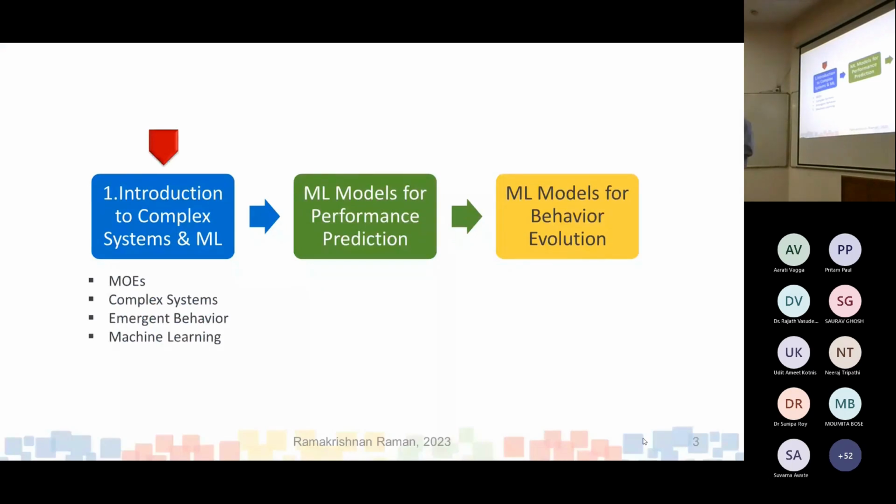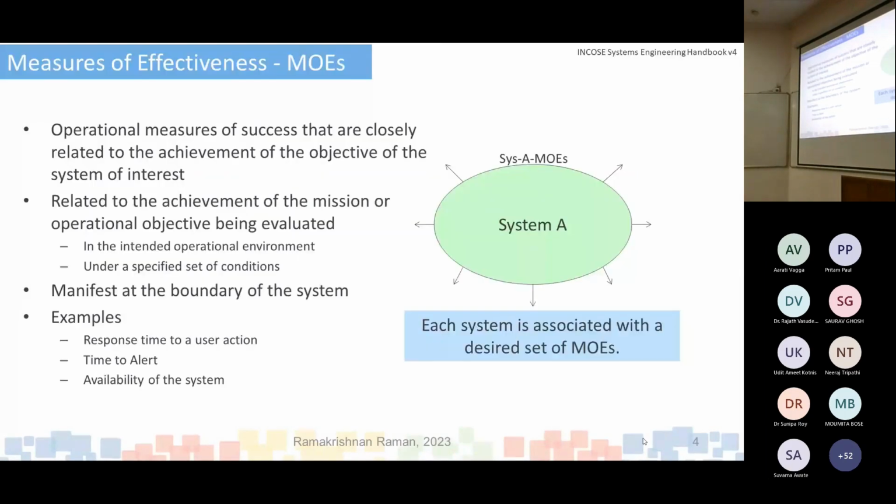To begin with, for a brief introduction to complex systems, we'll first look at some of the systems concepts. Systems thinking and system concepts matter a lot when you start dealing with complexity. One key concept I'd like to introduce is what is called MOEs, the measures of effectiveness. In systems thinking, we look at what the system is, what the subsystems are. And when you try to handle that kind of complexity, the MOEs play a crucial part. So what are MOEs?